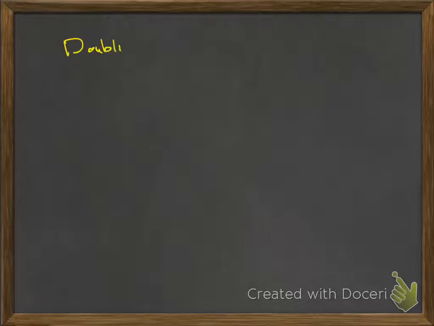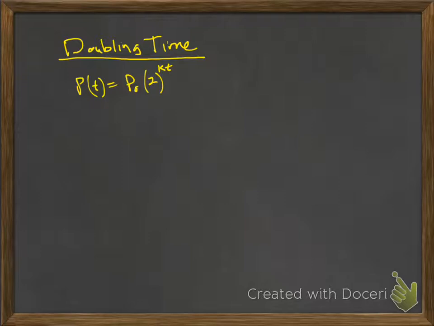Next is doubling time. If you want to double something, the setup is 2 to the kt. You're taking a population and doubling it repeatedly, however much the exponent kt tells you. So doubling looks kind of like the inverse of halving. Hopefully it all looks real similar to you.